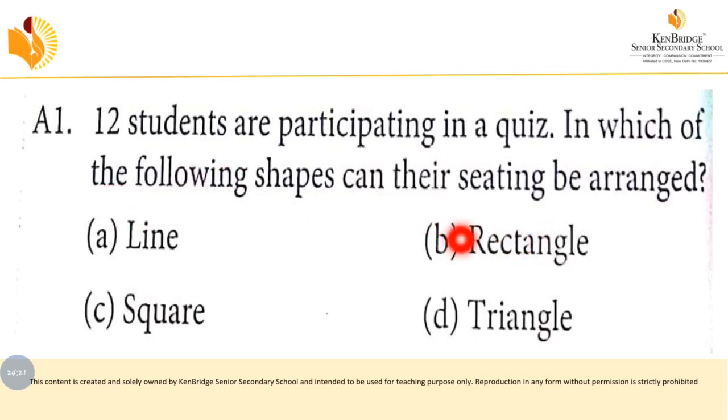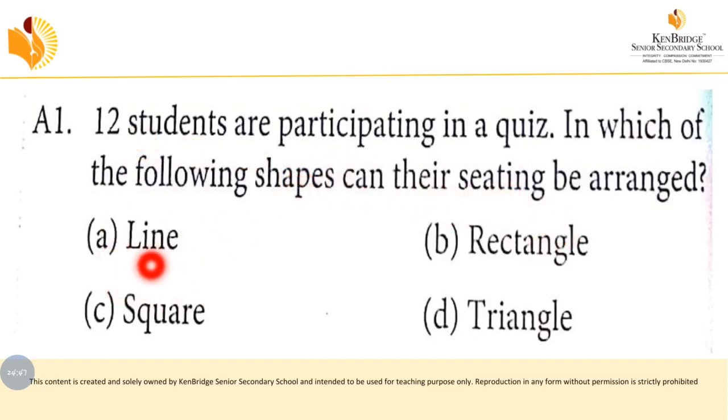Then rectangle. If it is a rectangle, what is the condition? All the even numbers can be placed as a rectangle. So definitely 12 is an even number. It can be placed as a rectangle shape. Rectangular numbers. What is the condition for rectangular numbers? Children, don't forget, all the even numbers can be represented as a rectangular number. So 12 is an even number. So definitely the rectangle shape is also possible.